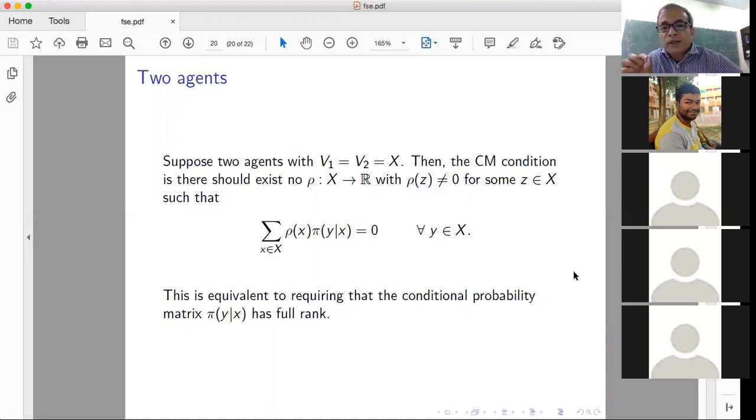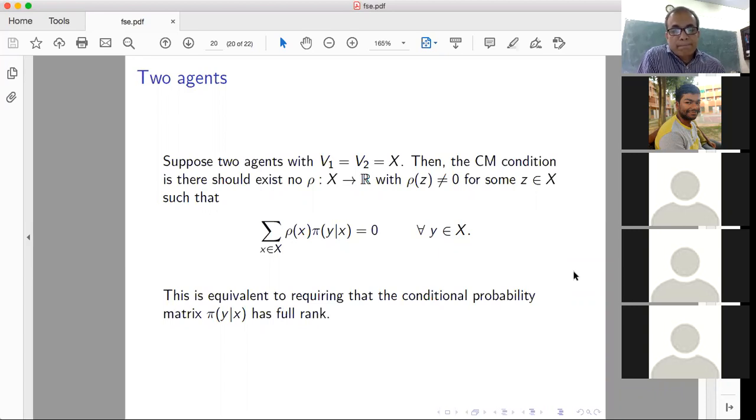So I only made that comment to make sure that this is not a crazy condition. You can easily see that independence does not satisfy it. Of course, that doesn't mean that, it's a sufficient condition. It doesn't say that independence will not have full surplus extraction. That basically follows from Myerson's result.